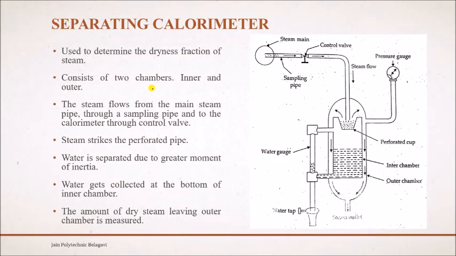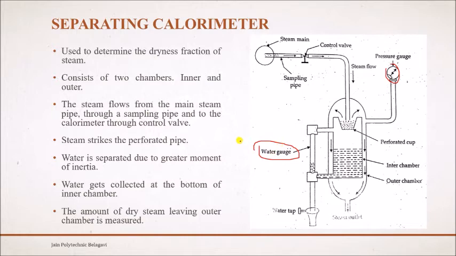Next, let's go through what we mean by separating calorimeter. Here you can see on the right side it is a separating calorimeter. Again, it has a steam pipe and a control valve to regulate the flow, and there is a perforated cup onto which the steam is made to impact. There is a pressure gauge to measure how much pressure is there inside the steam, and there is a water gauge. The steam will have water particles as well as dry steam. How much water is collected, that water height level can be measured using the water gauge.